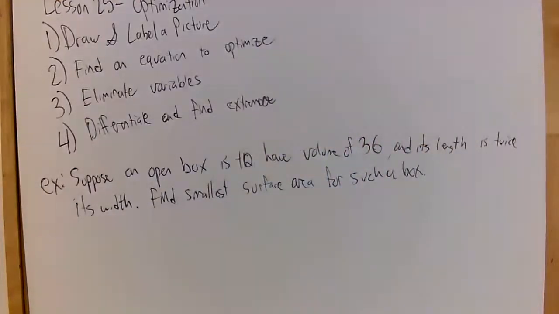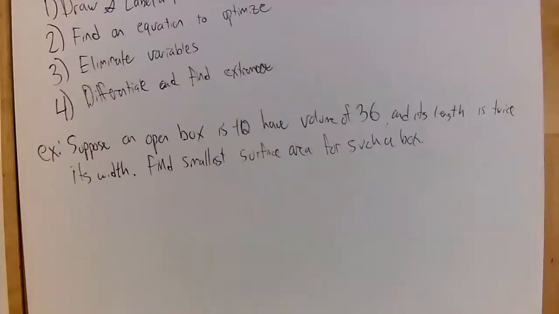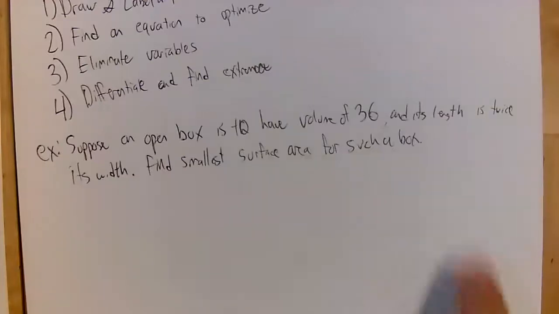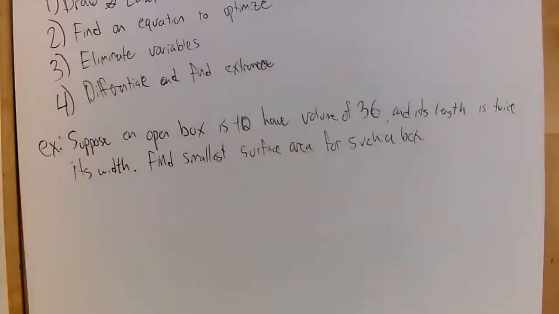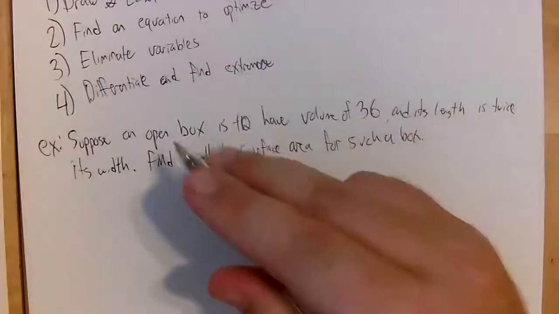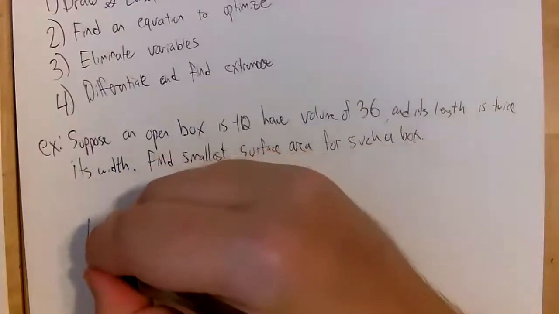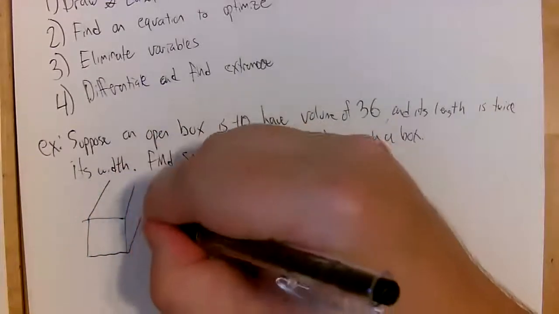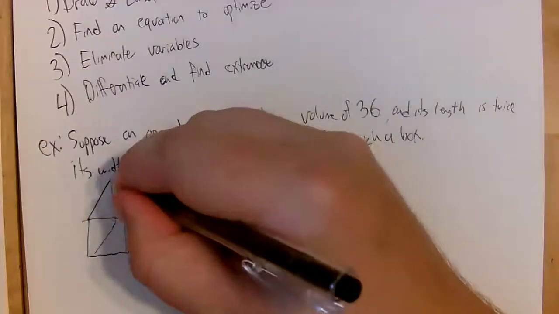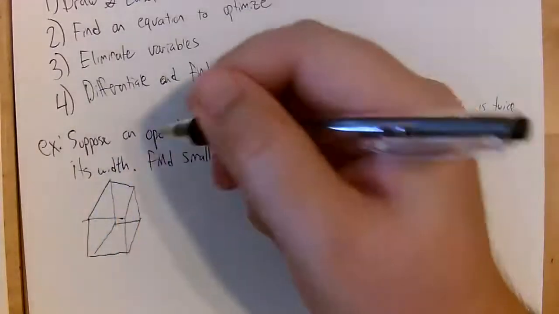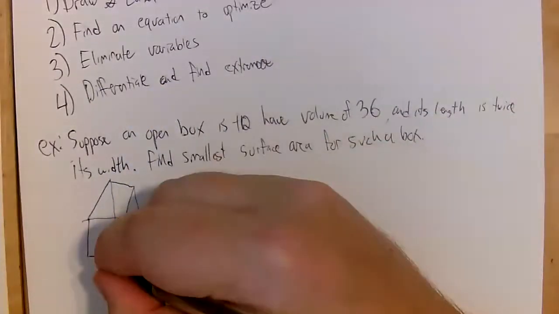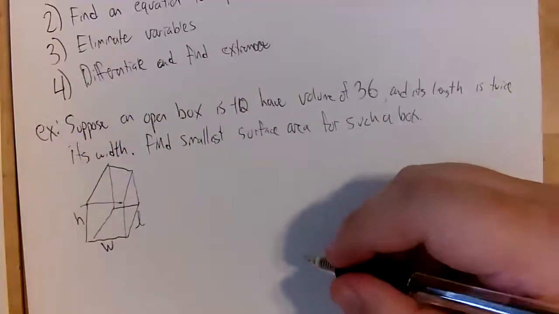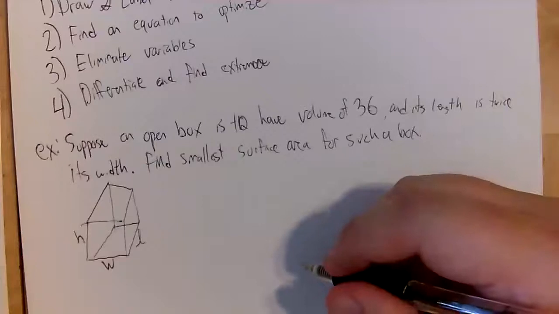All right, so perhaps when we're making this box, we want to make it with the smallest amount of material possible, yet we still need it to have a volume of 36, and we still need its length to be twice its width. All right, so let's go ahead and draw a picture. Let's do step one here. So I'm going to draw this box, and notice that I'm making it longer than it is wide to represent what's going on here. So this is the length, this is the width, and then we'll call the height h right here. All right, so we've drawn our picture and we've labeled it.